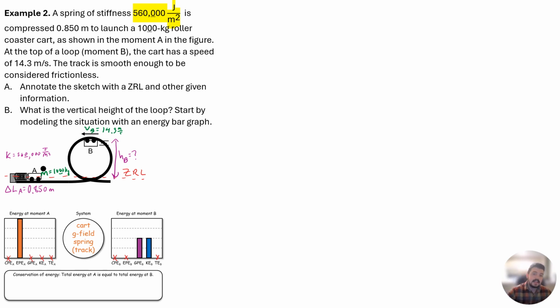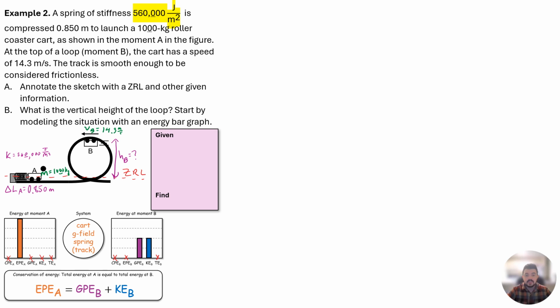Writing this out as an equation, this looks like the elastic potential energy at A must be equal in amount to the gravitational potential energy at B and the kinetic energy at B. So now we've used the energy bar graph to model the situation. Let's use this equation to answer the question.